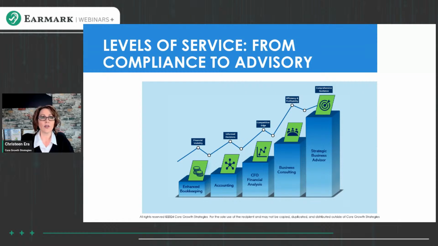These levels include enhanced bookkeeping, accounting, CFO financial analysis, business consulting, and at the top of the scale, a strategic business advisor. We're going to cover each one of these, as I feel every level is valuable if done at a higher level, and not only contributes but supports the next level. So this is really an ecosystem that we're going to be unpacking today. And it's imperative that we have every one of these steps built out, or have a professional associate or strategic partnership in place that supports that level if that's not a space we want to live in.